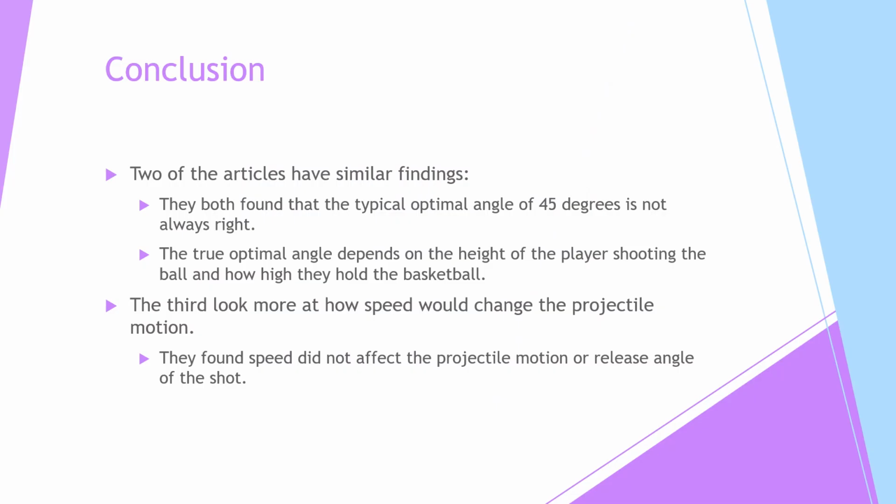In conclusion, two of the articles have similar findings. They both found that the typical optimal angle of 45 degrees is not always right. The true optimal angle depends on the height of the player shooting the ball and how high they hold the ball and whether or not they jump when shooting. The third article looked at how speed would change the projectile motion. They found that speed did not affect projectile motion or the release angle of the shot.